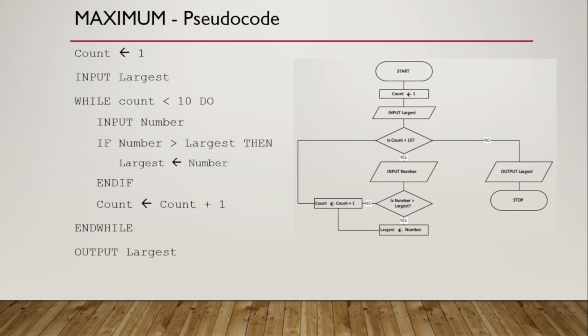Pseudocode is more like a translation of what we have in the flowchart. As you can see the flowchart on the right hand side, we want to be translating what we have into the pseudocode on the left hand side.